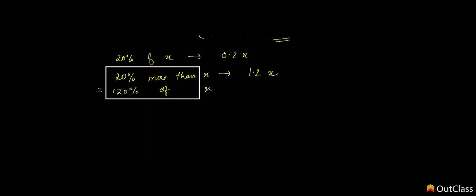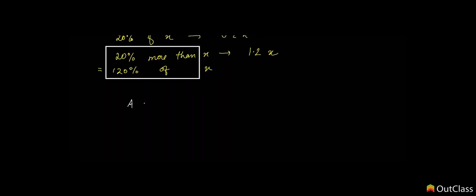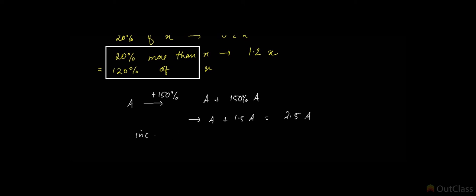Let's look at another example. I want you to increase the quantity A by 150%. That will be A plus 150% of A, which is A plus 1.5 times A, which becomes 2.5 times A. Notice that increasing by 150% is the same as increasing to 250%. Increase by 150% is the same as increase to 250%.